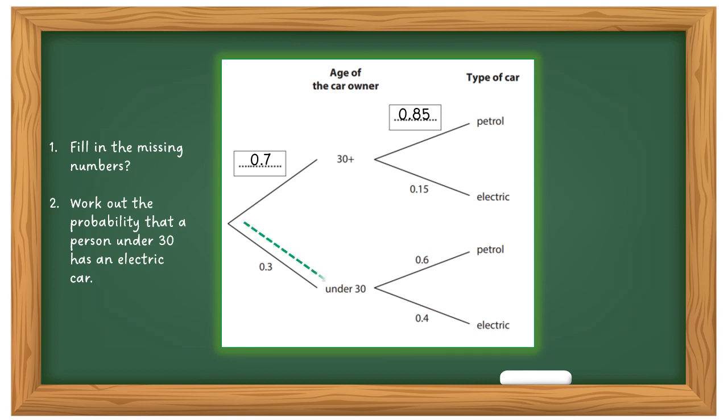Fairly simple. You can see there, you start at the origin, follow the line, it'll take you to under 30s. Alright, then you follow the line, it'll take you to electric, and you can see it's 0.3 and 0.4, and just like before, there's nothing to tell you what to do with these numbers, so Bodmer's rules apply, you multiply. Okay, so 0.3 multiplied by 0.4 is 0.12. And if you got that answer, well done.